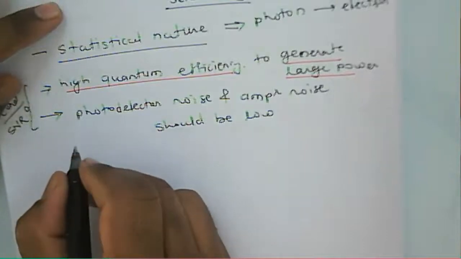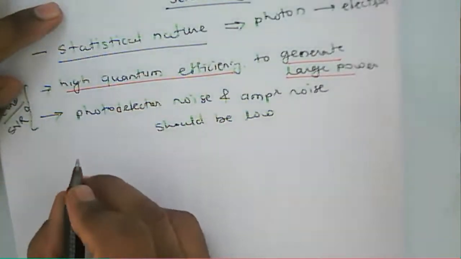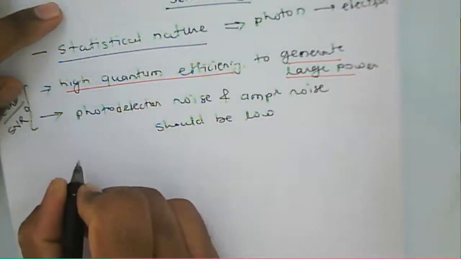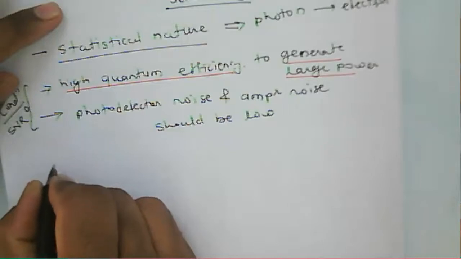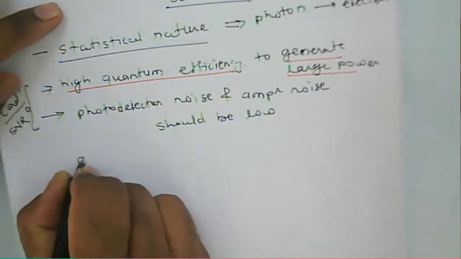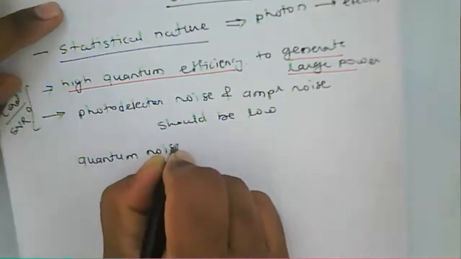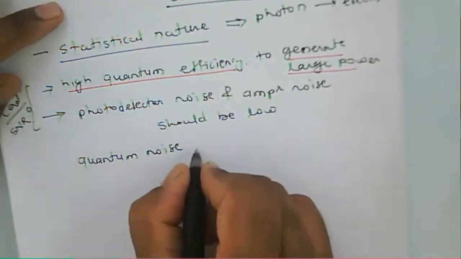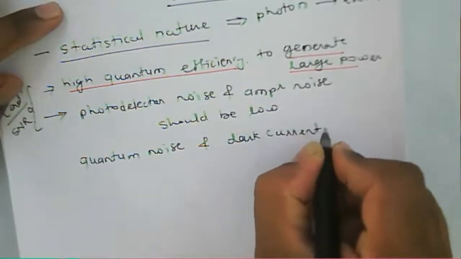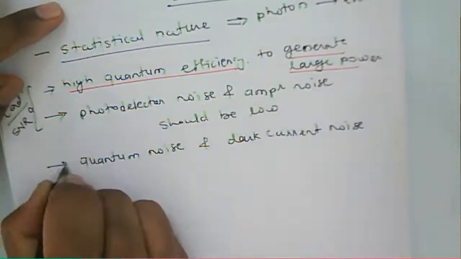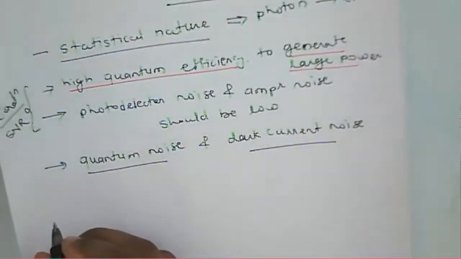Now generally, if you see a photodiode, a photodiode has noise sources, and those noise sources are quantum noise and dark current noise. These are the two noises: one is quantum noise and the other is dark current noise.